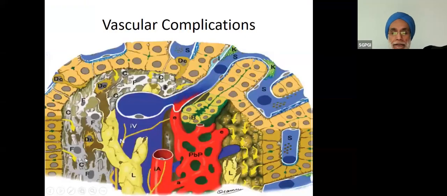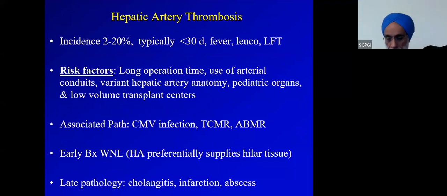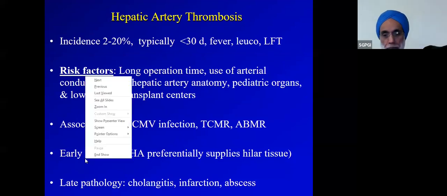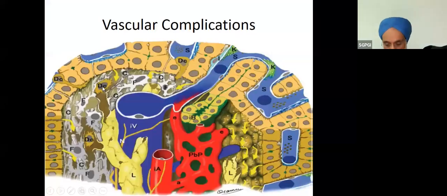Let's talk of vascular complications. An important thing to remember from your medical school lecture is that the hepatic artery is the only supply of the bile ductal epithelium. The portal vein supplies 75% of the blood in a normal person's liver. So if there's hepatic artery problems, you would get bile duct problems. So those can happen in thrombosis or chronic T cell rejection, as well as in antibody injury.